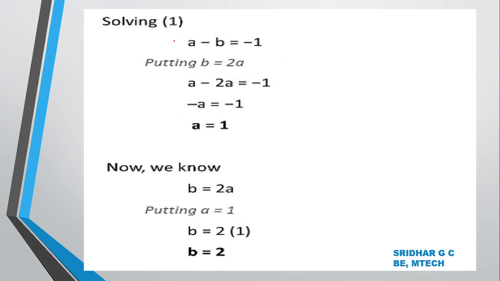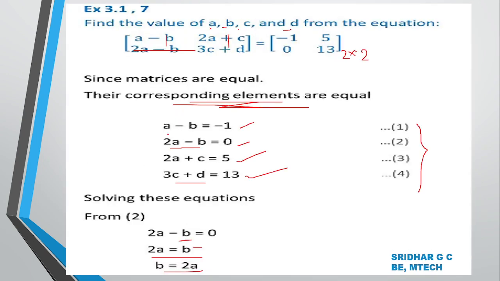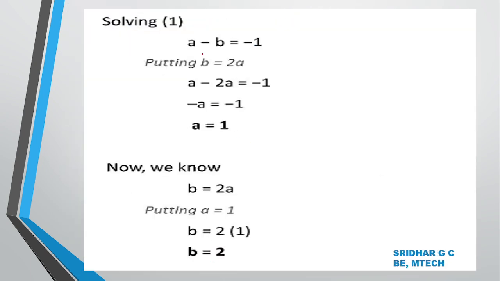Same way, solving in equation 1. In the equation we have only a and b. B equals how much? 2a that we got. So solve it here. A minus b equals minus 1. Substituting b equals 2a, a minus 2a will be minus 1. So a minus 2a is minus a. Don't get confused. When they have the same variables, only then can we solve it. So minus a is minus 1. Minus will get cancelled. We will get only a equals 1.